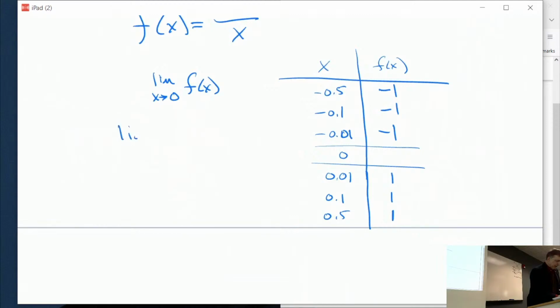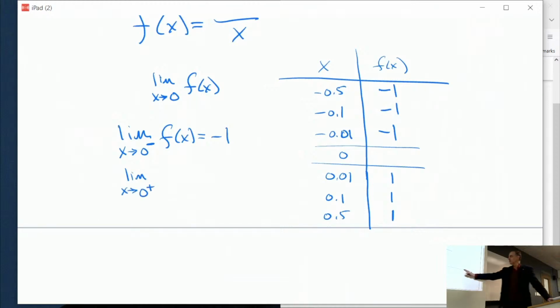So here's how I would express this. The limit as x approaches 0 from the bottom. The negative there means from below, like you're coming up from below. So you put a little superscript on your 0, a little negative, and put an f of x. That would be -1. And do the same thing: the limit as x approaches 0 from the top. That's these numbers.